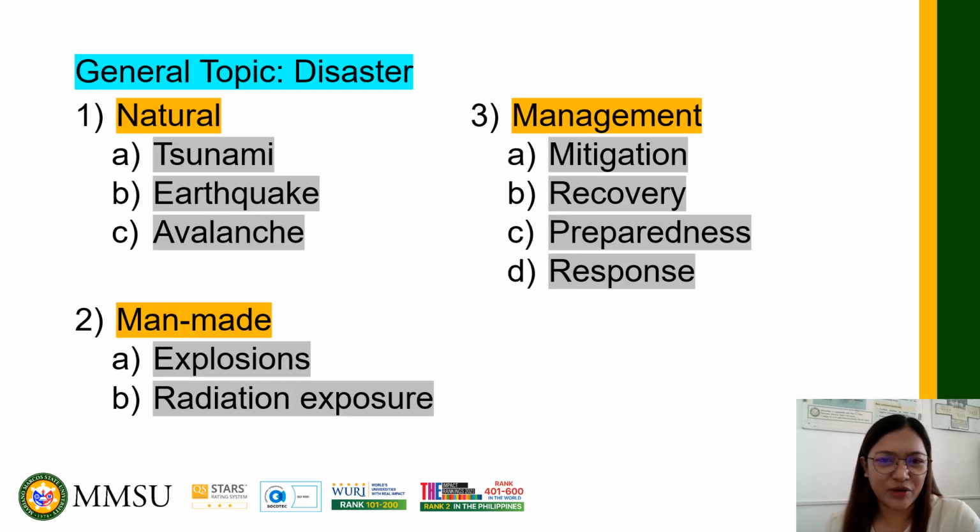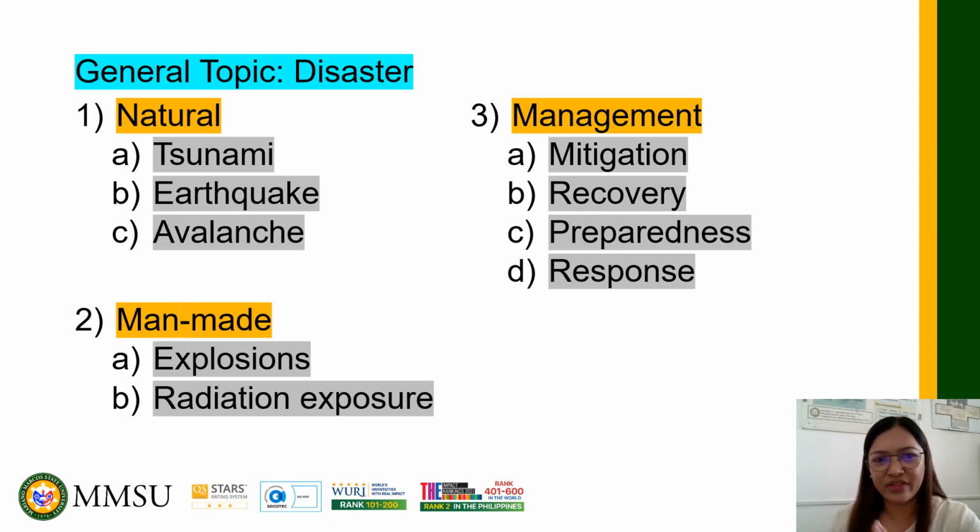This is how brainstorming looks like. If you want to write it down, you can write the general topic in the first part. Let's say in this example, we have disaster. And then what could be the topic that you can think of regarding disaster? So you can write it down. We have natural, man-made, and management.